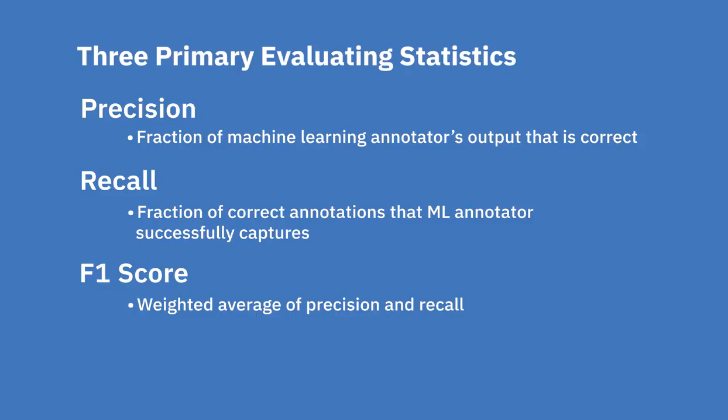Recall refers to the fraction of correct labels, defined by human annotators, that the machine learning annotator identified. If there are 10 car models mentioned in a document, but the machine learning annotator only labels 6 of them, the model's recall score would be 0.6. To evaluate the overall model, there is the F1 score. This is a weighted average of the other two metrics, precision and recall. All of them range from 0 to 1, with 1 being the ideal score.